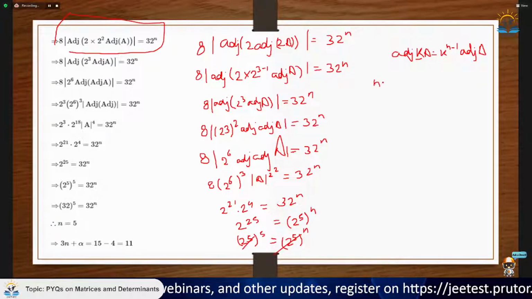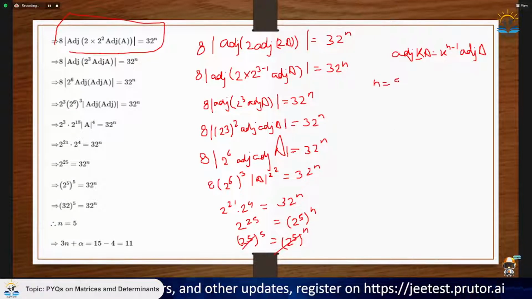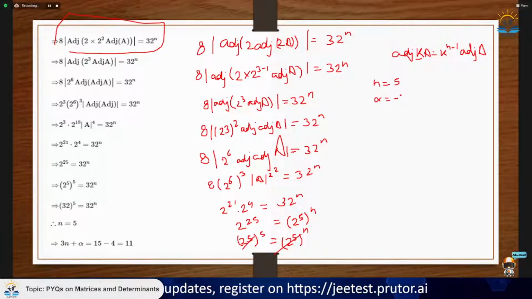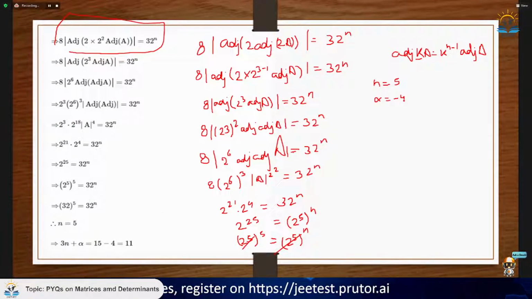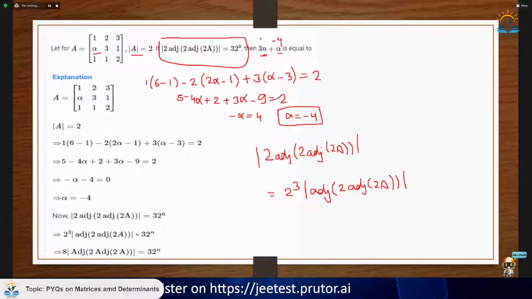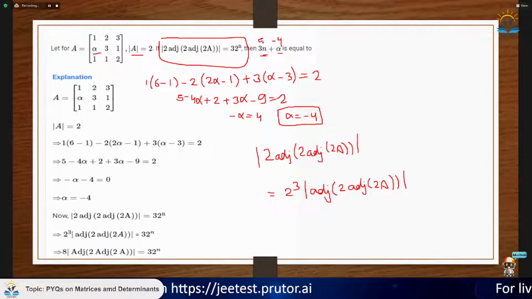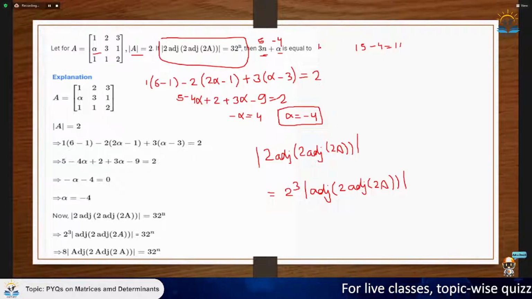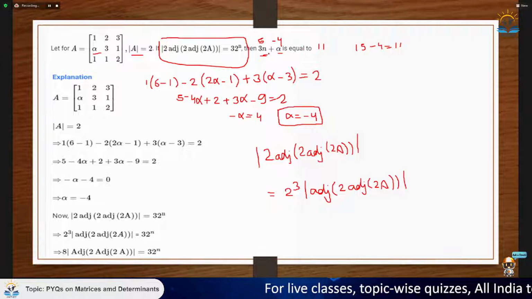So n is coming out to be equal to 5, and alpha we calculated as -4. So what they're asking, n is equal to 5. So basically 3 into 5 is 15. 15 minus 4, so 11 is my answer. Okay. So this thing is equal to 11. Simple. Cool.